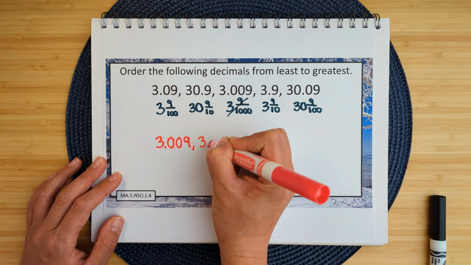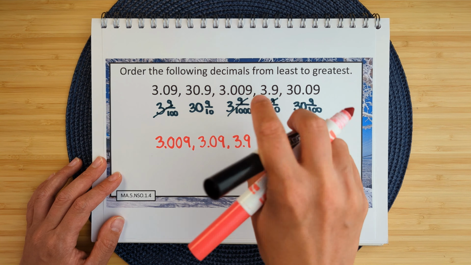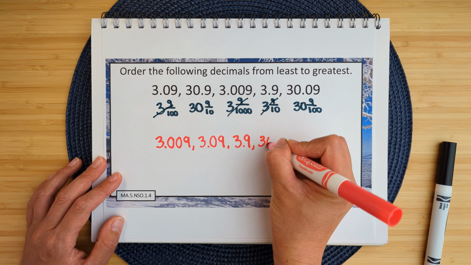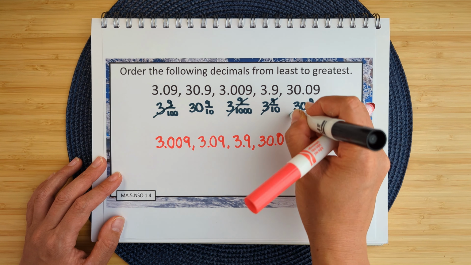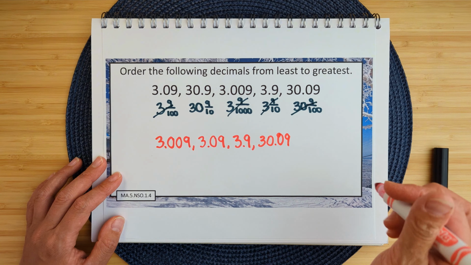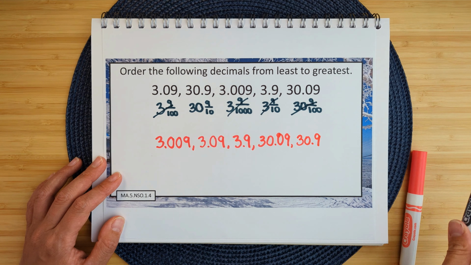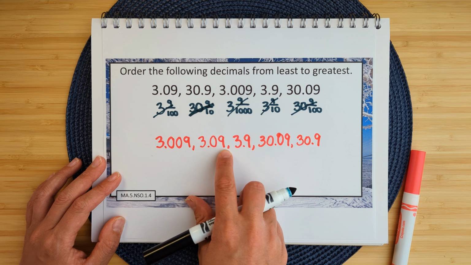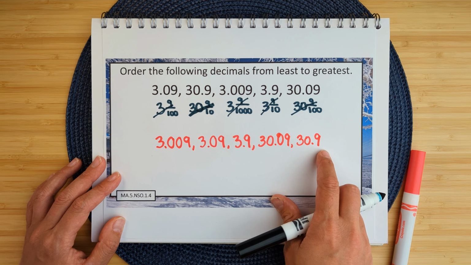The next 3, 3 and 9/10ths. And then looking at the two 30s, 30 and 9/10ths or 9/100ths. I know hundredths is less. And then 30 and 9/10ths. So 3 and 9/1000ths, 3 and 9/100ths, 3 and 9/10ths, 30 and 9/100ths, 30 and 9/10ths.